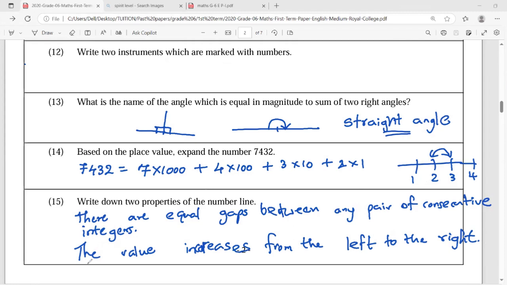For example, you can say the negative numbers lie on the left side of the 0, and positive numbers lie on the right side of the 0. So that is also another property of the number line. So if you take these simple two properties, that will be enough, right?